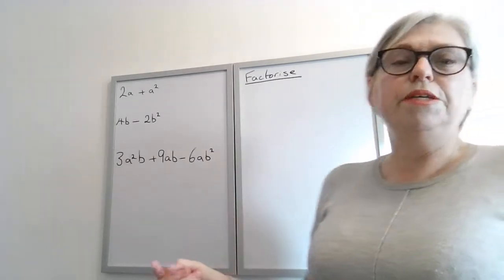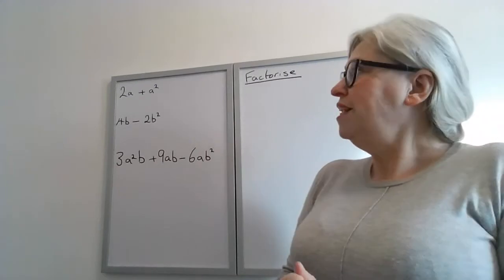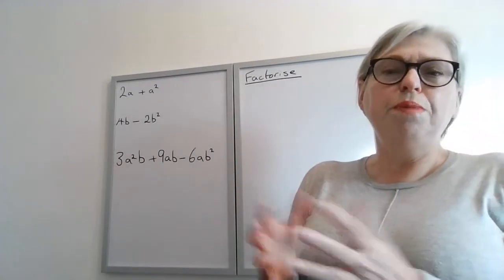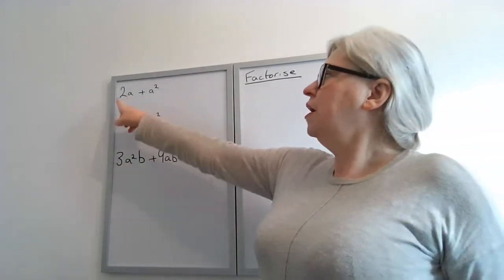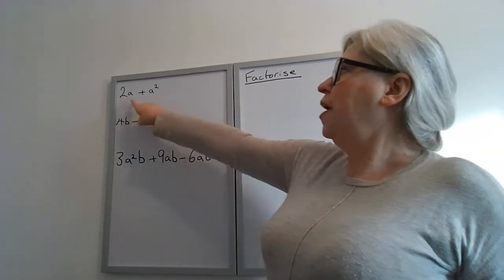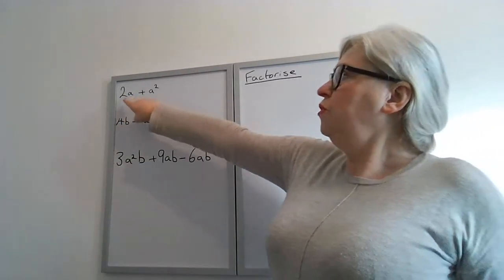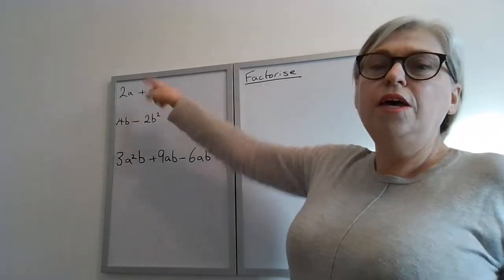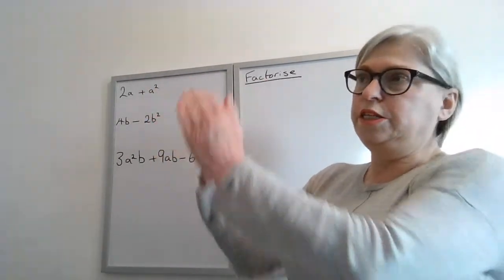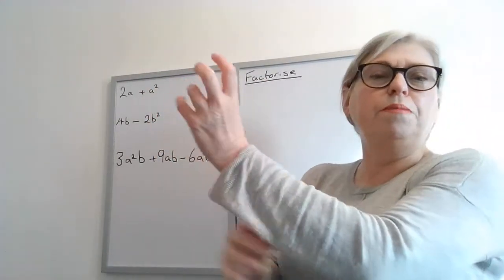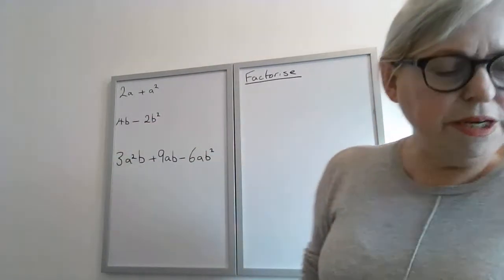Now factorising means we're just looking for those elements within each of the expressions, and by a term, in this first one I'm talking about the term 2a and the term a squared. We're looking for something in common there that we then take outside of the brackets, and put brackets in. The brackets mean we're multiplying everything. I'll give you an example of this.